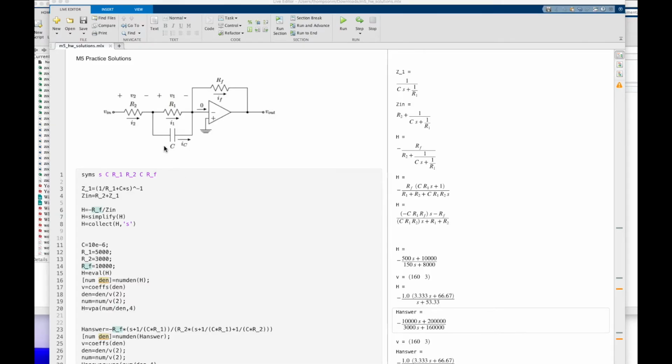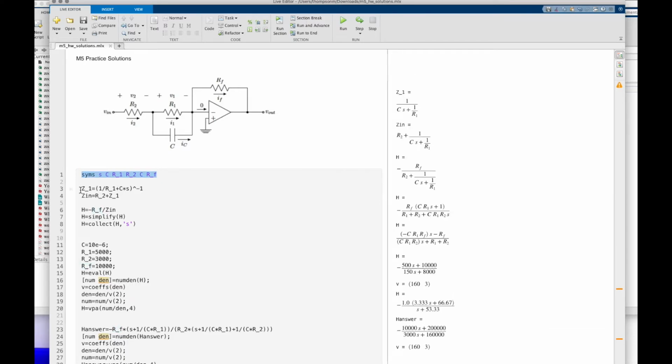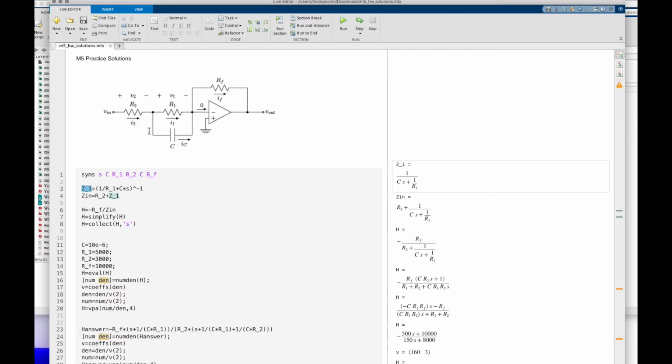Okay, here is the Matlab solution for the problem that we've been looking at. As usual, I define the symbolic variables. I calculate that first parallel impedance. So that was 1 over R1 plus 1 over CS. So you flip that back and the CS comes back to the top. And then you take the reciprocal of all that. So that gives you the parallel equivalent of R1 and C in the Laplace domain. And then you add in R2 to get the input impedance for this inverting op-amp structure.